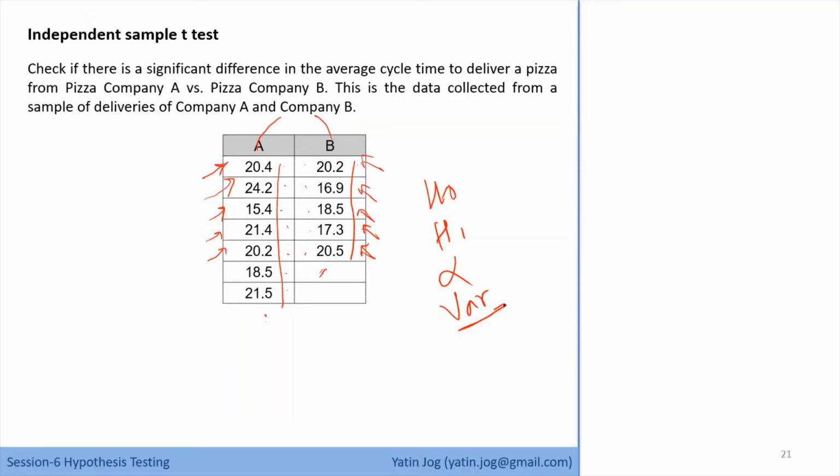Now for this problem, how can I form H0? Yes, anyone? How can I form H0 for this problem?